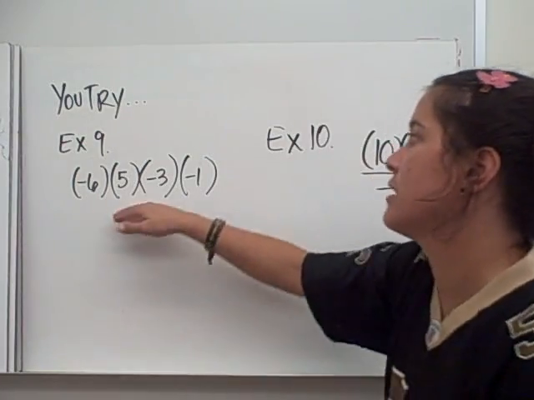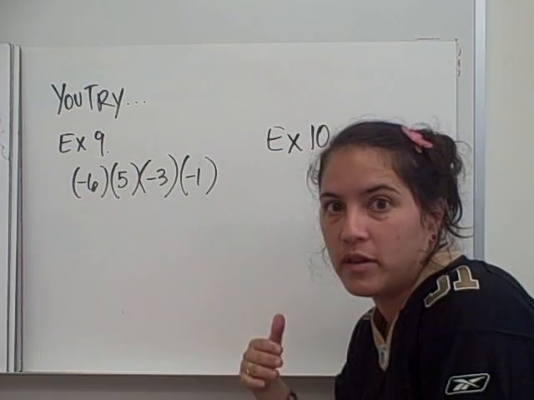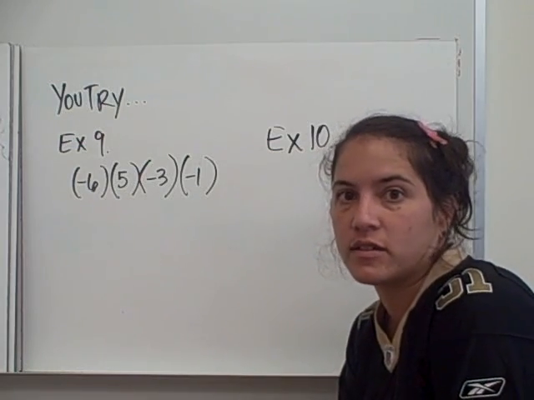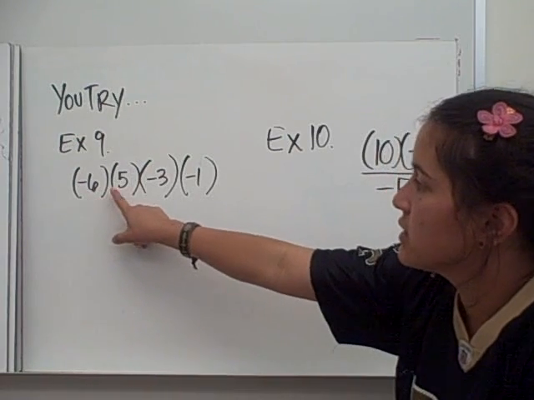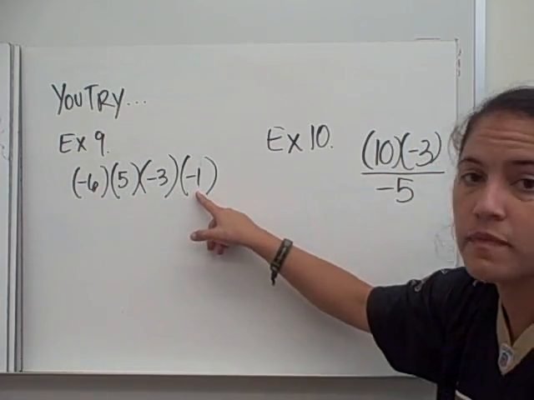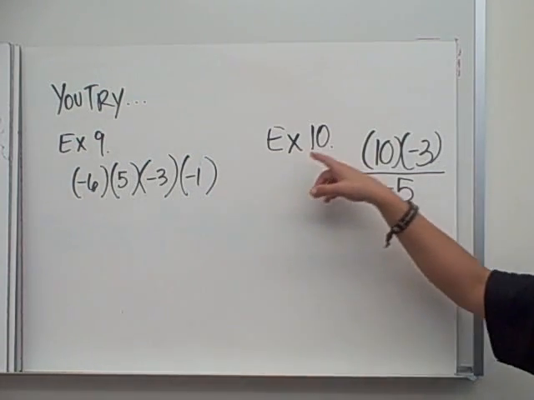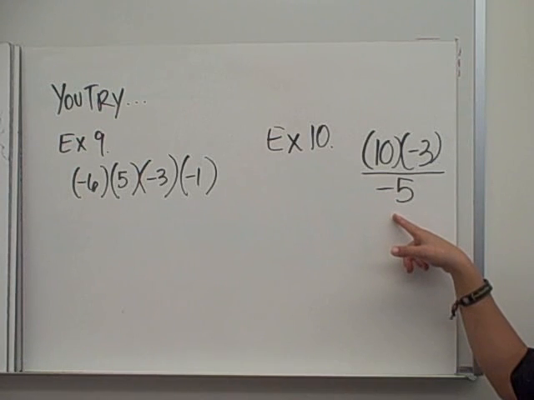So you try example 9 and example 10. You copy the problem down, you pause the video, and when you're ready to hear the answers and the explanation, then you restart the video. Negative 6 times 5 times negative 3 times negative 1, example 9. Example 10, 10 times negative 3 divided by negative 5.